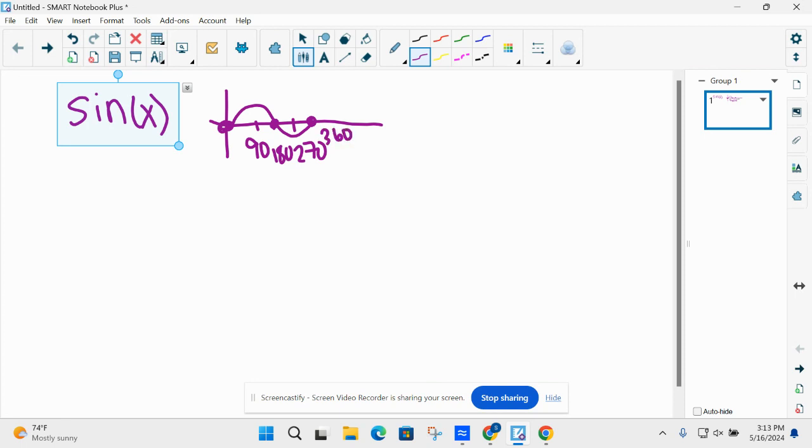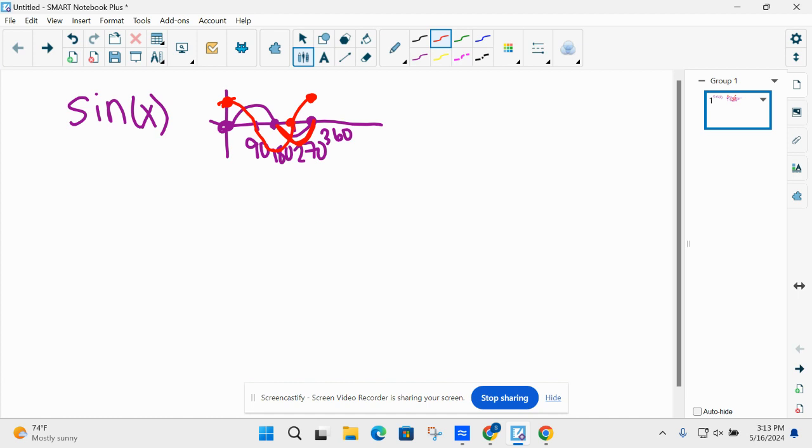Okay, but then cosine will start at 1, and then it's just like a 90-degree shift. So it starts at 1, has an intercept at 90, min at 180. I know this is not very to scale because that would look more like that. Back to the intercept at 270, and then back up to 1 at the end of the cycle, but both have a cycle of 360.